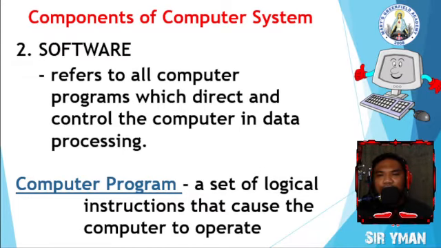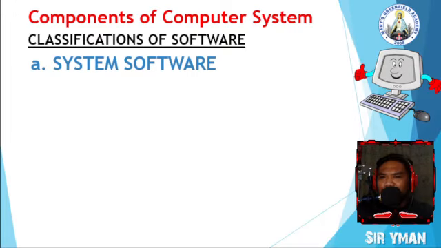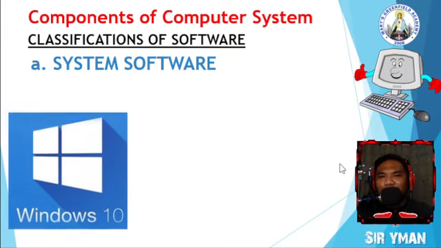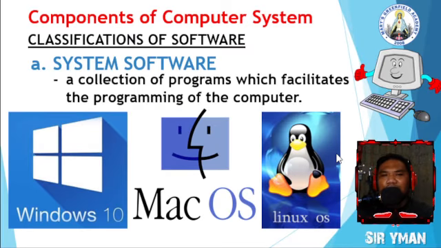Okay, so examples tayo. There are two types of software. What classifications? So unahin natin ang system software. So the first classification here ay tinatawag na system software. System software is a collection of programs which facilitates the programming of the computer.